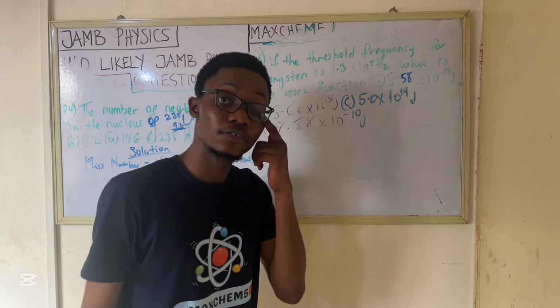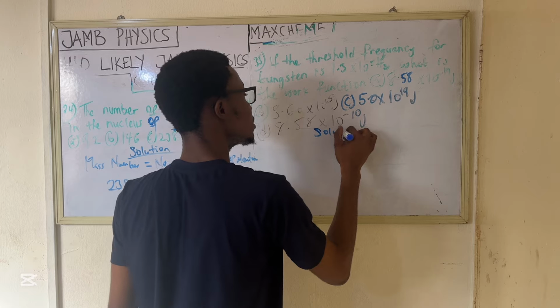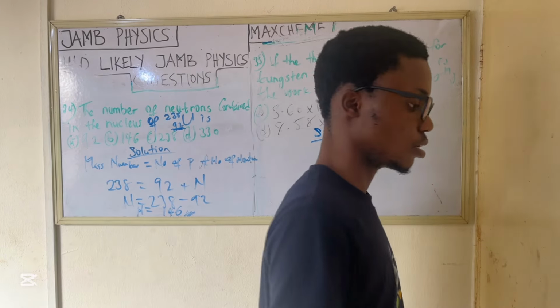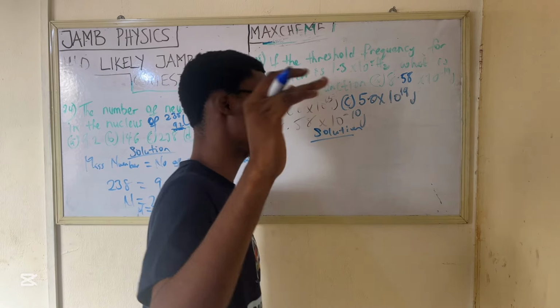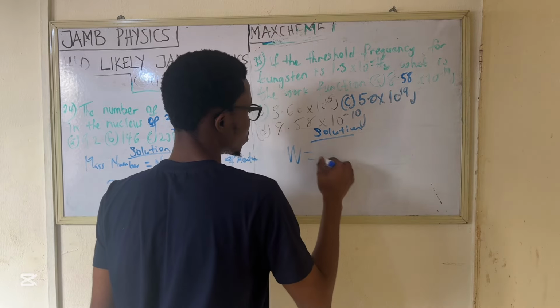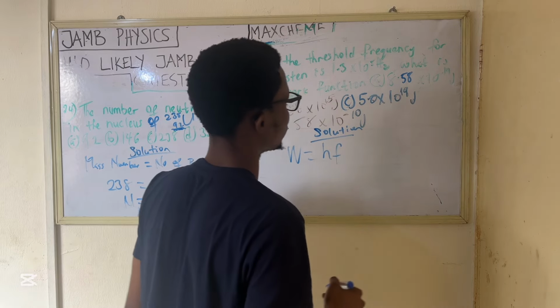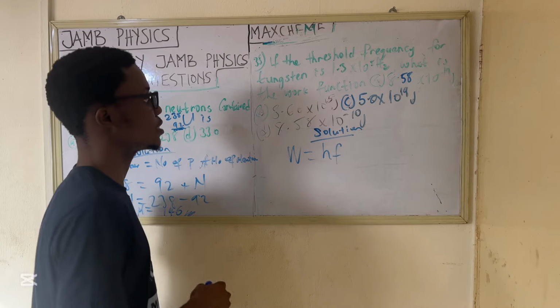Now, look at this. If you want to solve a question like this, all you have to do is look for the relationship between your work function and the frequency. If you can remember, from our SS3 days, we have work function is equal to Planck constant times frequency times threshold frequency.